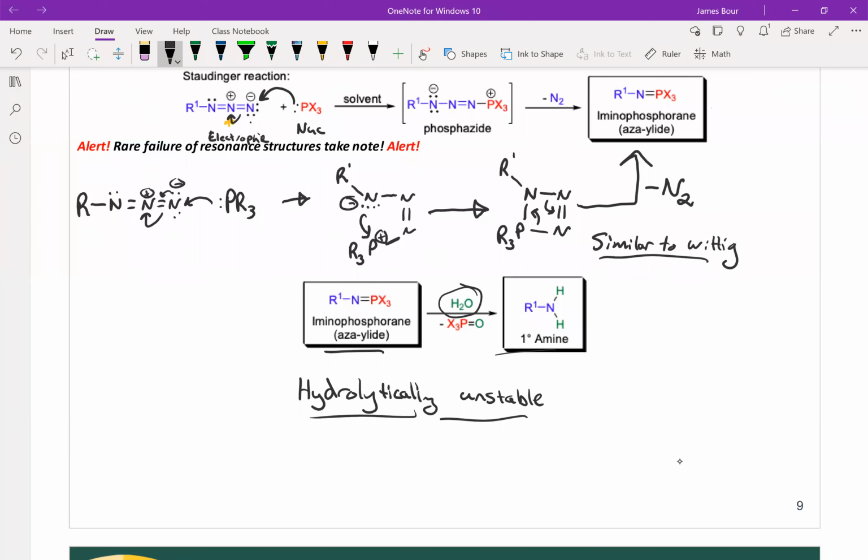So treatment of an alkyl azide with phosphine will lead to an aminophosphorane, and treatment of an aminophosphorane with water leads to a primary amine. So this is a selective reduction that does not use lithium aluminum hydride. It's called the Staudinger reaction or Staudinger reduction. It is a highly effective means of converting alkyl azides into primary amines.